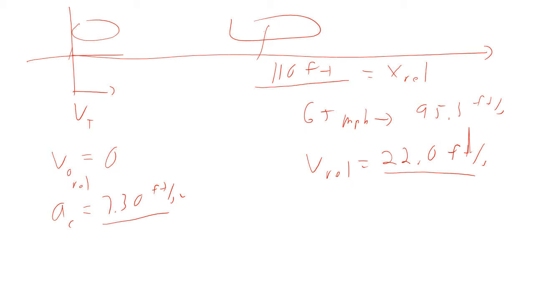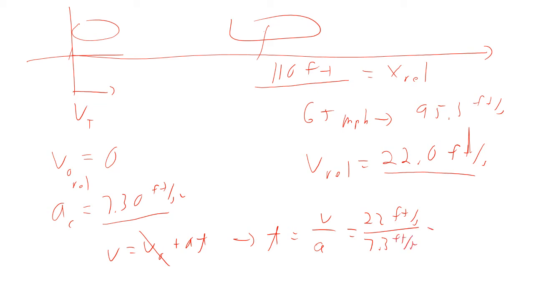Okay, and so that means that the time it takes to reach that velocity, okay, so v equals v naught plus at, so that means that t is going to be v over a. So 22 feet per second divided by 7.3 feet per second squared. And that comes out to be 3.01 seconds.